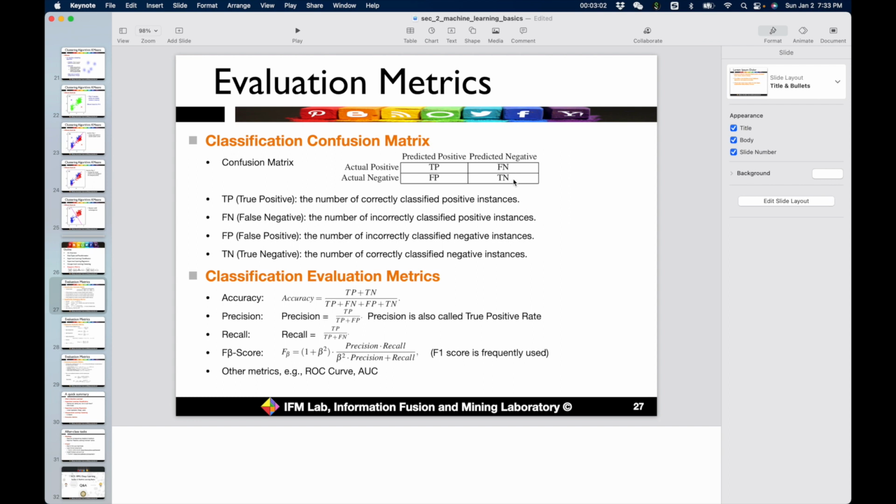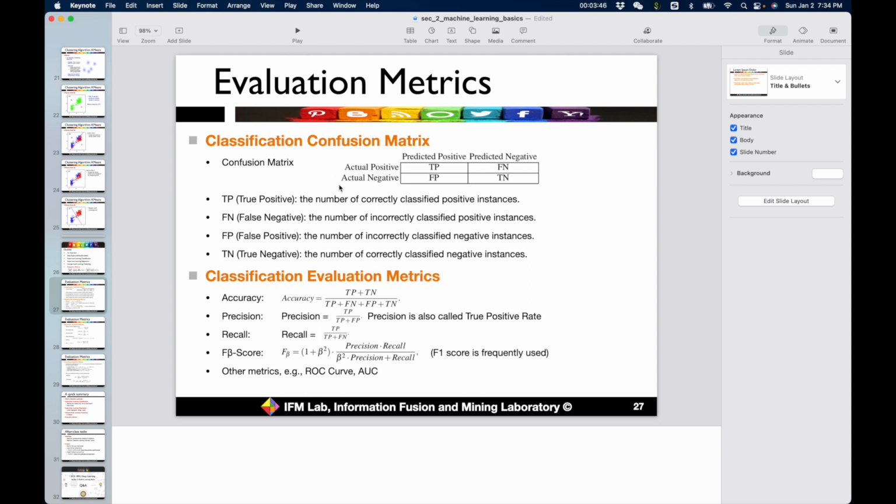So all the instances in the data set can be partitioned into four categories: true positive, false positive, false negative, and true negative. And we can also count the number of instances in each category, right? So in this way, we can define this confusion matrix for classification problems. And we can get the number of instances in the true positive, in the false negative, in the false positive, and the true negative. And based on these numbers of instances, we can define some evaluation metrics.